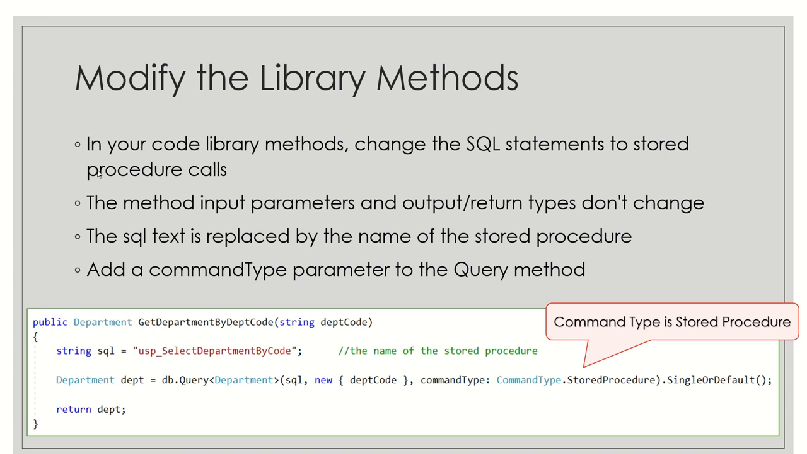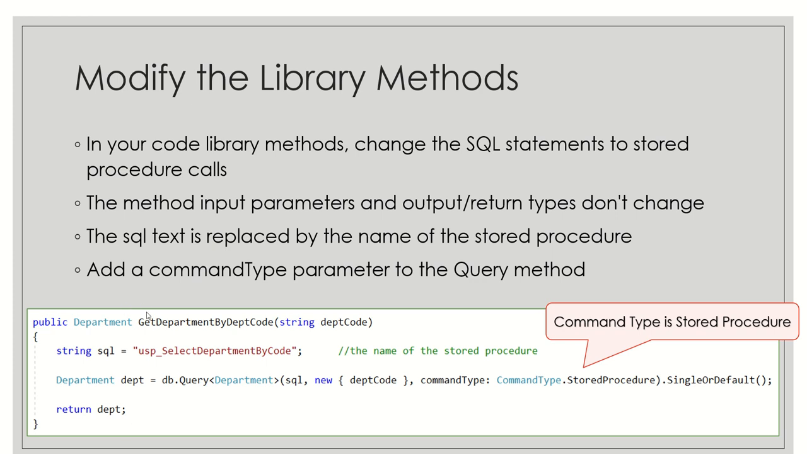So you can do it in the other order. You can modify your method first and then go back and write the procedure later. But just keep in mind that if you call this method and it tries to execute the procedure and it doesn't exist, obviously that's going to give you an error.